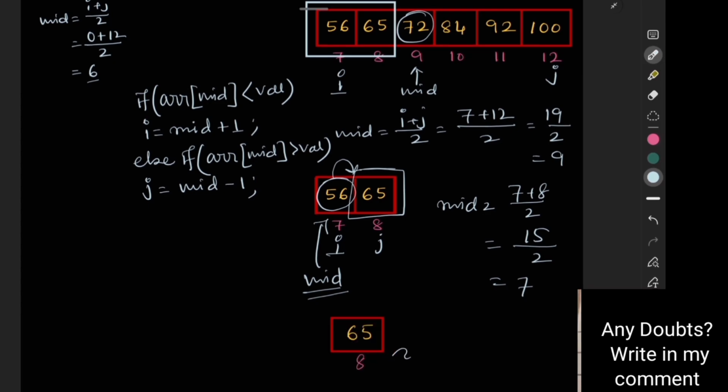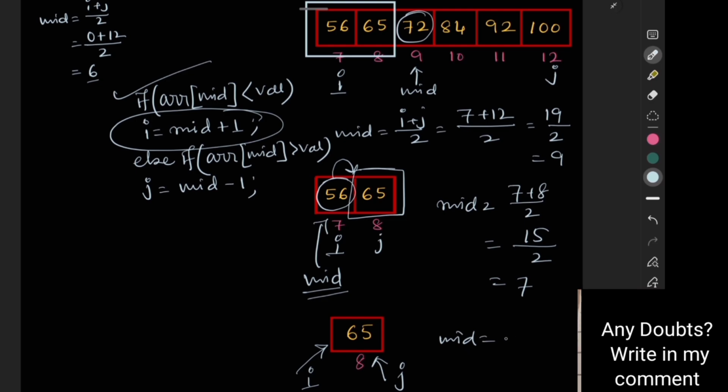So now j is still standing on index number 8, but i will shift to the next index of mid according to this formula, right? That means i is also pointing to index number 8. Now we have to find the middle index. So (8 plus 8) by 2 equals 8. That means mid is also pointing to index number 8.